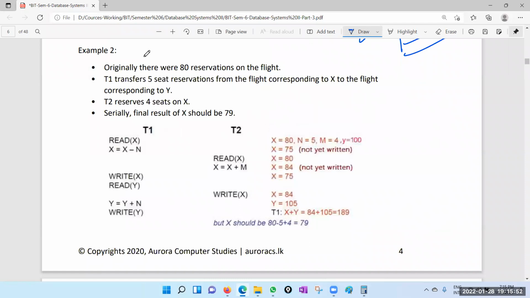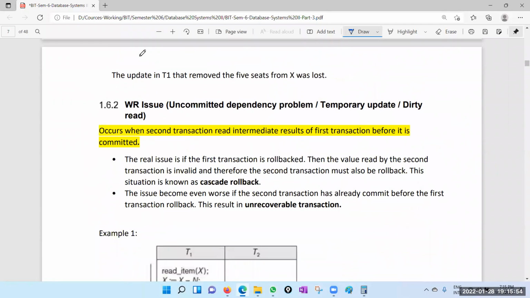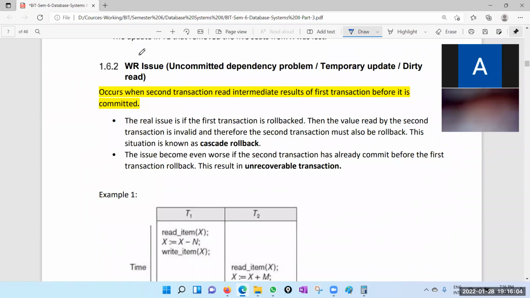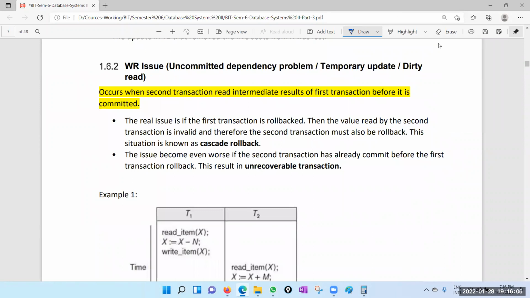So the second issue is the write read issue. It's very important to understand these things. You may feel like you have understood it, but in reality, you will not understand the concept. Therefore, you have to spend more time until you feel confident that yes, I have fully understood it. So the next one is the write read issue, or the uncommitted dependency, or the temporary update, or dirty read issue. The better word is the dirty read.